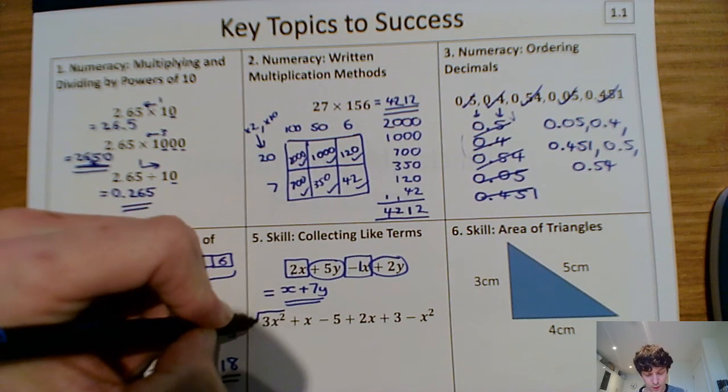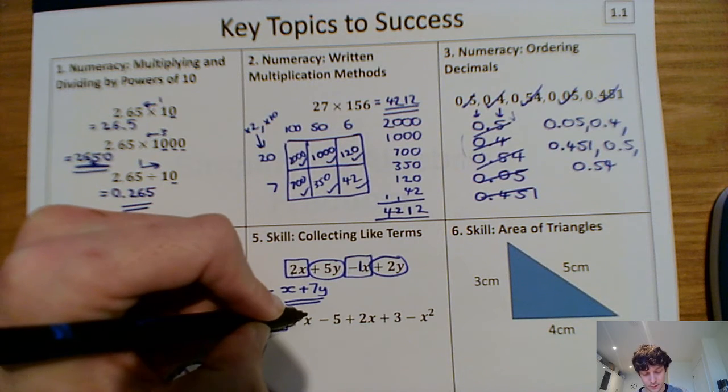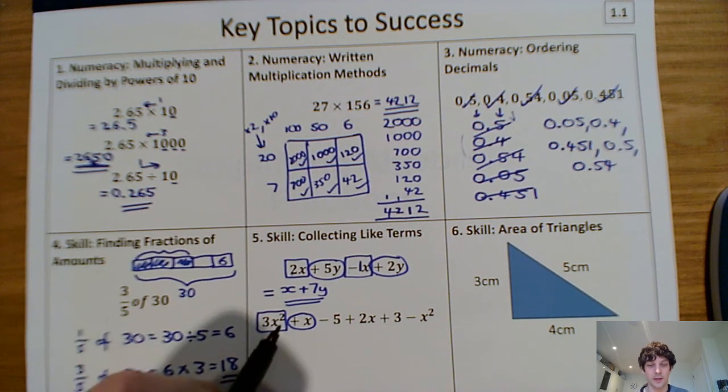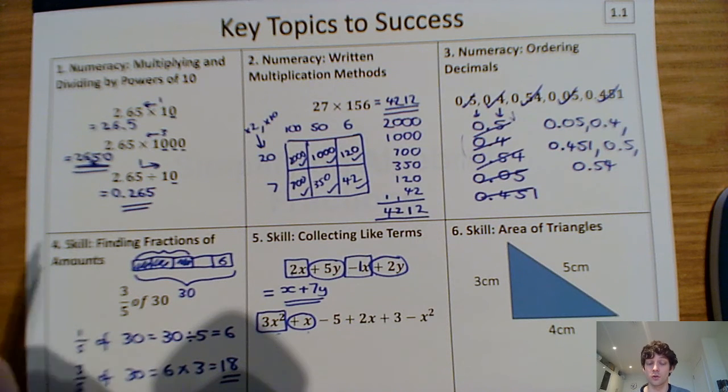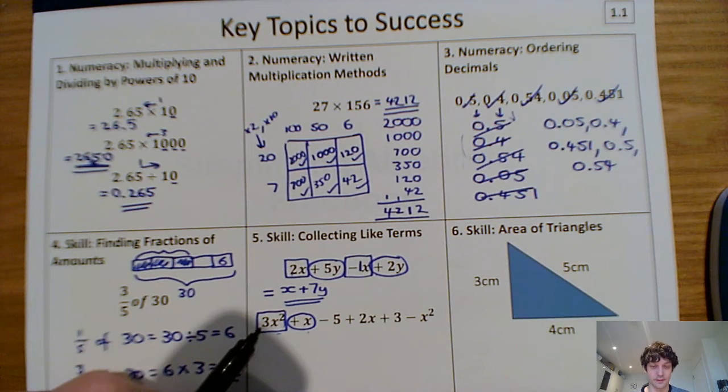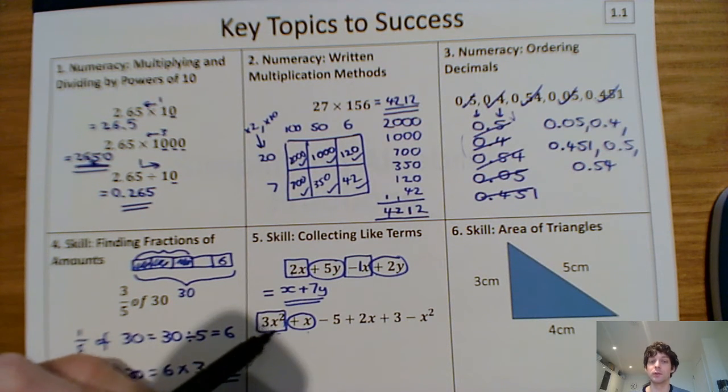Let's do the same with this bottom one. So I've got 3 lots of x squared plus 1 lot of x. Now, these both have x's in. I've used a different symbol because they are lots of different things. This is 3 lots of x squared. That's 1 lot of x. It's not the same. It's using the same letter, but here I've got x multiplied by itself. Here I've just got x on its own.